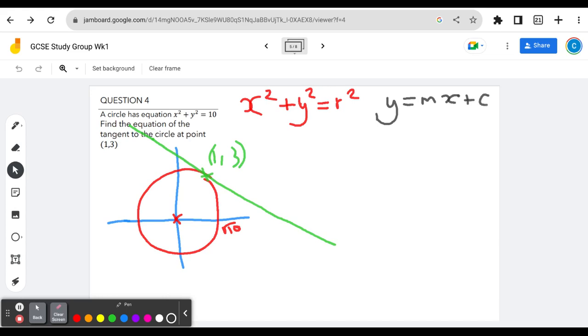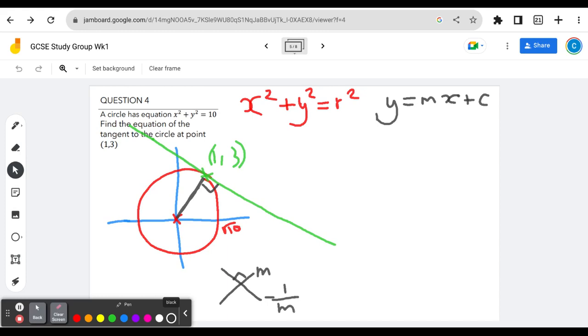So we're going to find the gradient first. So the concept that I need to understand to find the gradient is that the tangent, that green line, and the radius to the circle, that black line, are perpendicular to each other. They meet at a right angle. And there's something that we should know about two lines when they meet at a right angle. When one line has the gradient of m, the other line is the negative reciprocal of m.